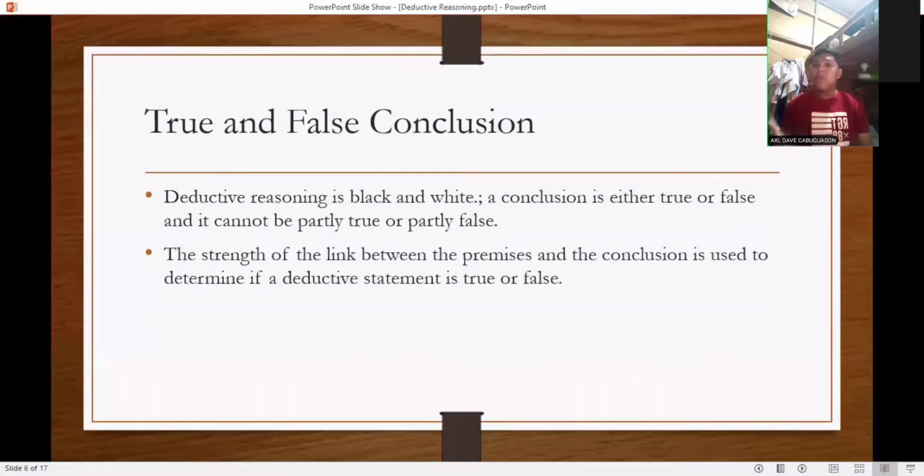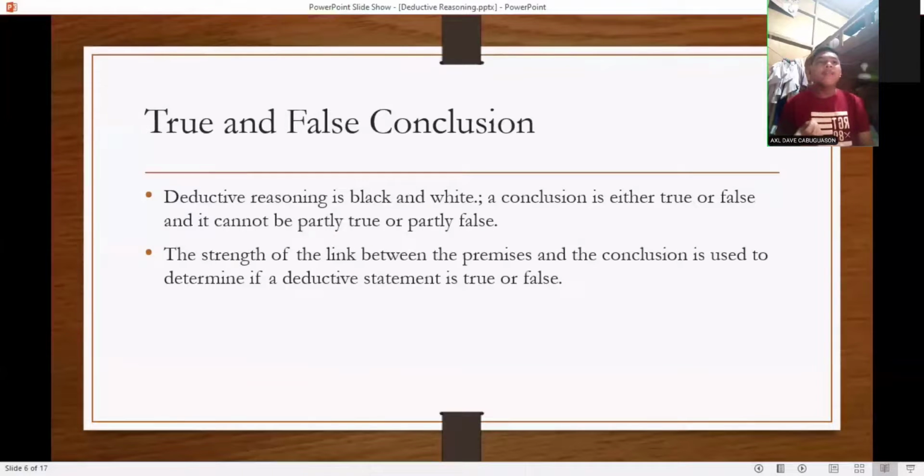Or what are those two? Ano yung pinagkaiba ng true and false conclusion in a deductive reasoning? So deductive reasoning is black and white. A conclusion is either true or false, and it cannot be partly true nor partly false.